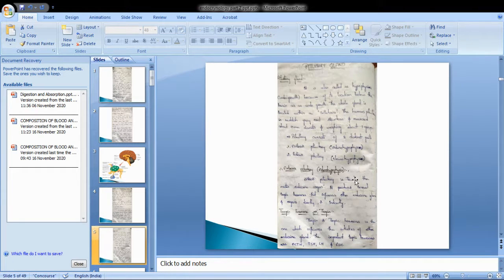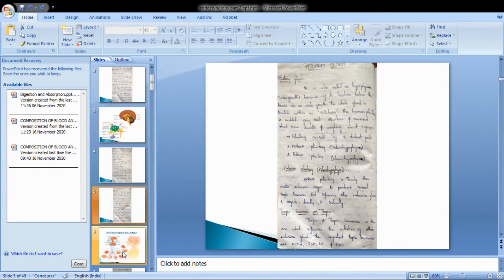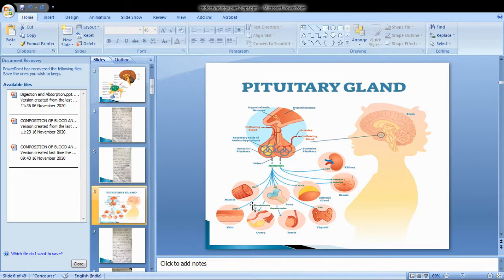Next, coming to the pituitary gland, let us discuss where it is located. It is located below the hypothalamus. It contains the posterior and anterior pituitary glands. See here, this is the pituitary gland. These are the anterior pituitary and the posterior pituitary. It is also called the hypophysis or undergrowth.